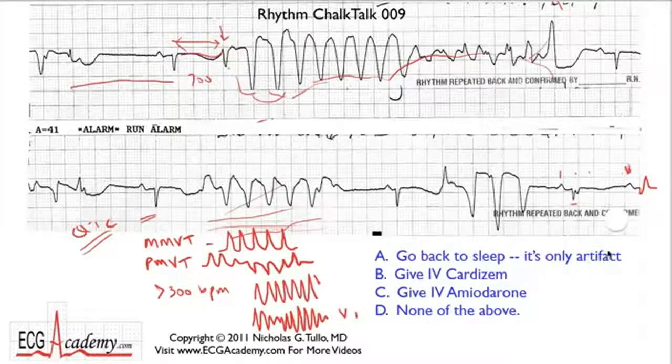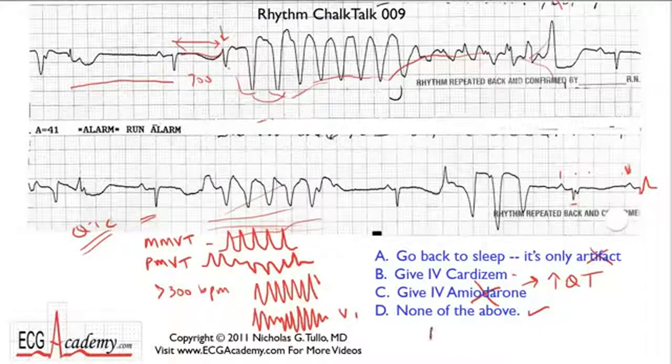It's not A, because we've already figured out it's not artifact. You wouldn't give IV Cardizem because it's not an atrial arrhythmia and you're not trying to block the AV node. You certainly would not give amiodarone because what does amiodarone do? It increases the QT interval, and that would just make things worse. The answer is none of the above.